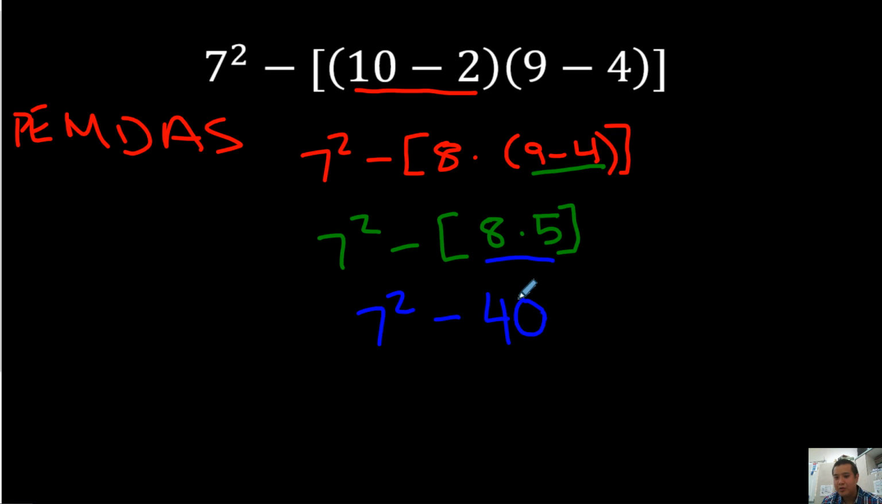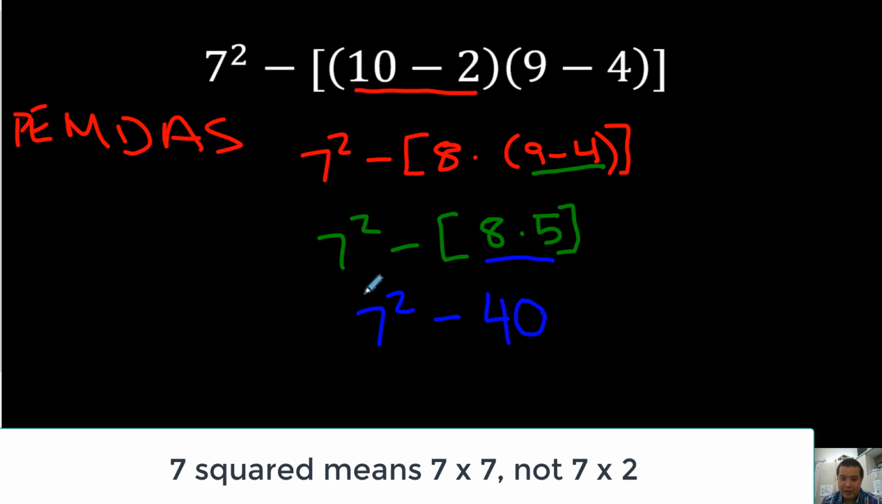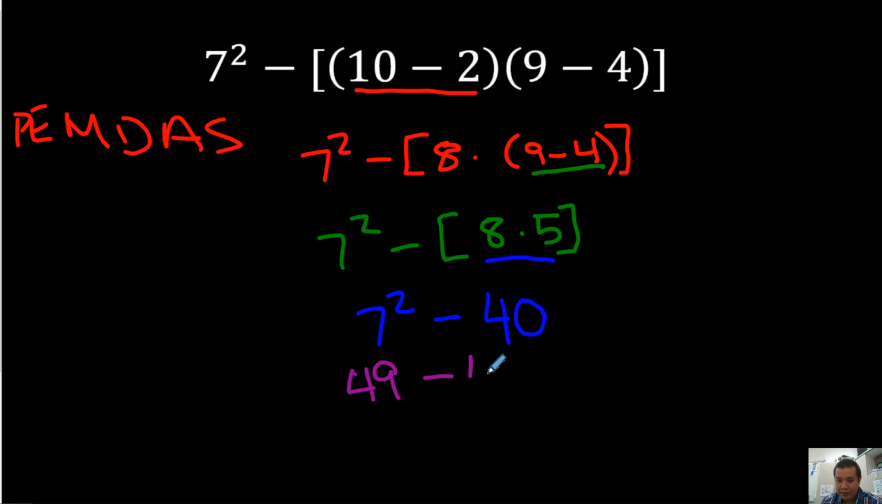We don't have addition, we don't have subtraction in there anymore. All of them are done after we do the multiplication. Now what we're left with is something that we're pretty familiar with. We're left with exponents, this one over here, and subtraction, which is right here. And according to order of operations, we're going to do exponents first. That means 7 squared. 7 times 7 is 49 minus 40. That's what we have left. So that's what we did right here. And then finally, our last step is to do 49 minus 40, which is 9.